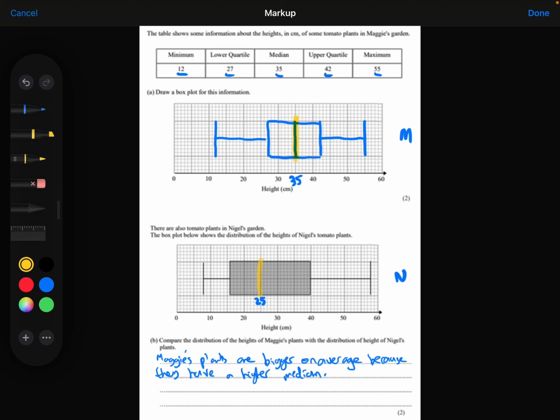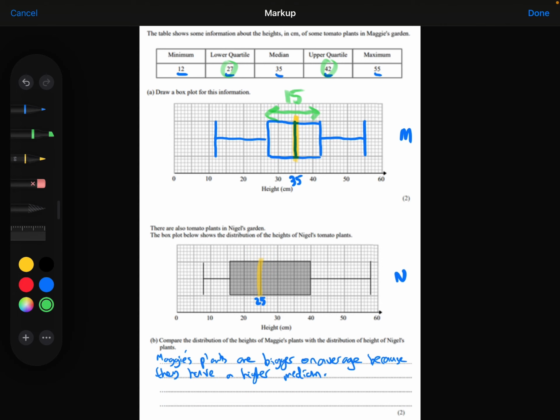Right, the next thing we're going to compare is the interquartile range so that we can see how consistent they are. So let's do that for Maggie first of all. Her interquartile range is the upper quartile take away the lower quartile. So 42 take away 27, which is 15.